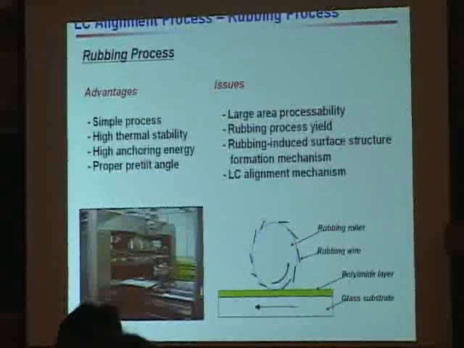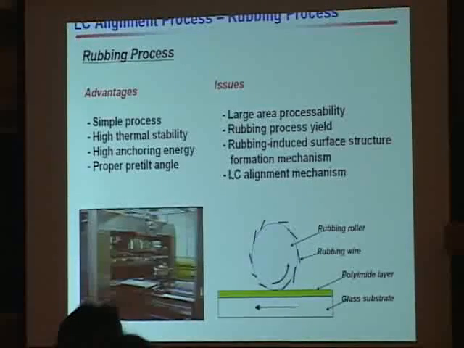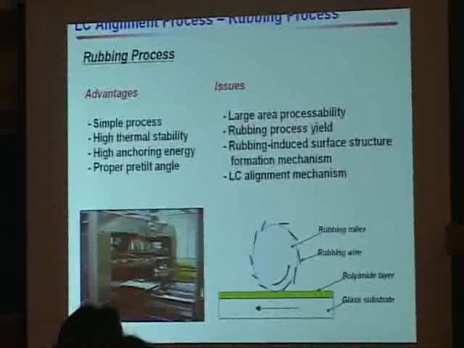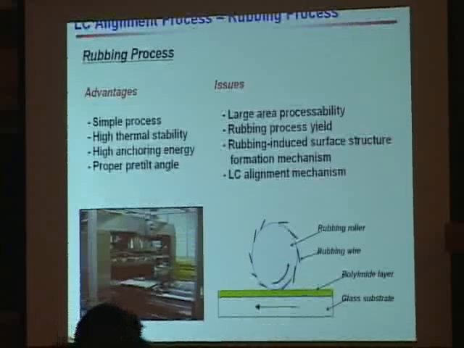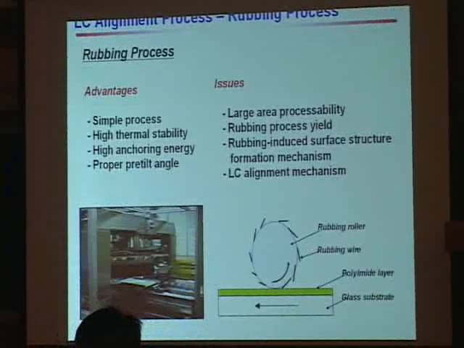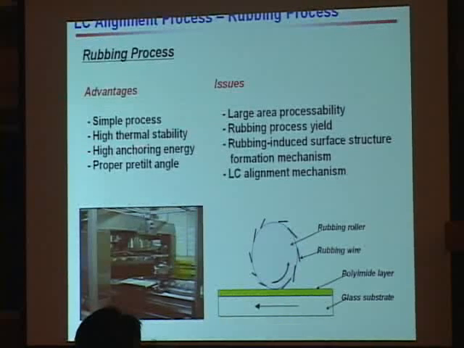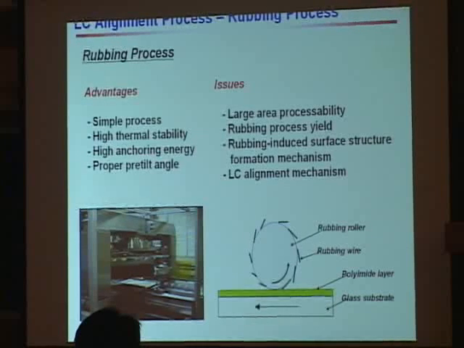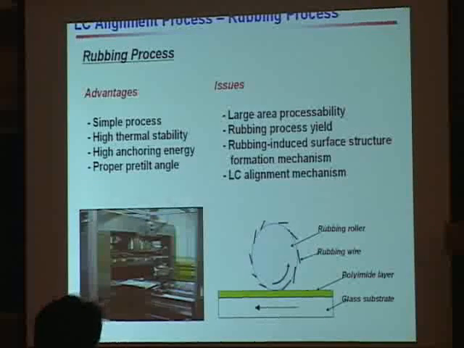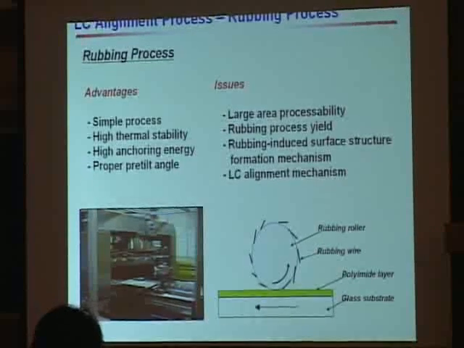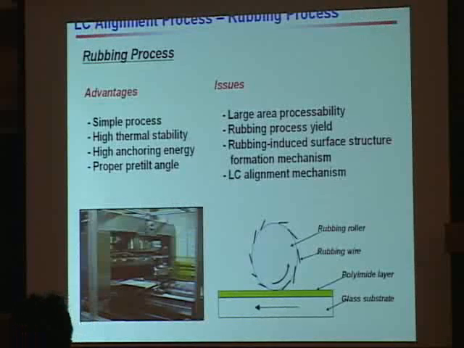In the common industrial field, the liquid crystal alignment layer is prepared by the rubbing process. The rubbing process means simply buffing the polyimide surface using a buffing roller. It is a simple process, so we can realize high thermal stability, high anchoring energy, and the proper tilt angle. In common cases, polyimide is used as the polymer layer because it has high thermal stability and high chemical resistance.